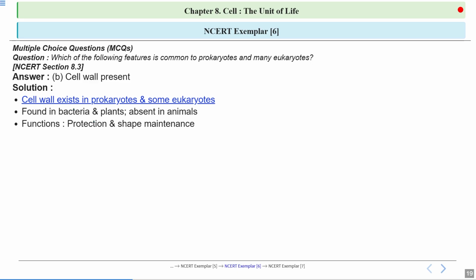Okay, so bacteria and plants consist of a cell wall. In animals, the cell wall is absent. What is the function of the cell wall? It provides protection and it provides shape to the cell.